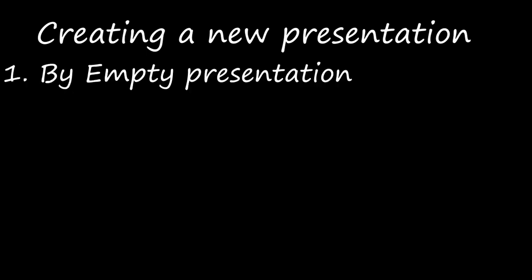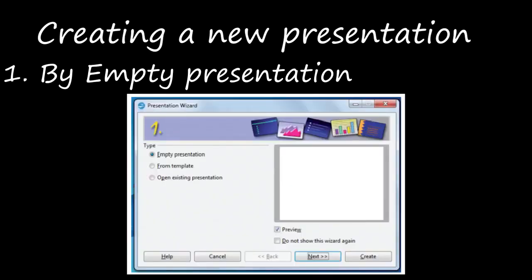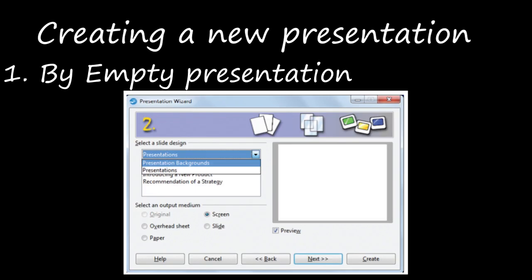Here you have to select the empty presentation under type. It creates a presentation from scratch. After that you have to click next, and it will go to step 2. Step 2 means you have to choose the design under select a slide design. From there you have to select the design which you need, and it will have two main choices, presentation background and presentation.